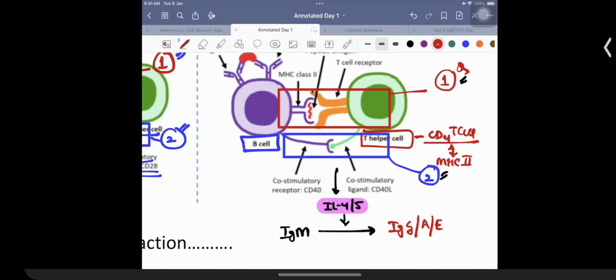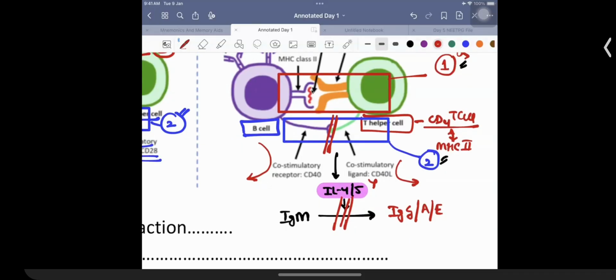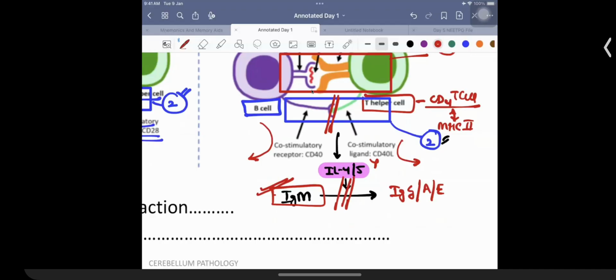If a person is having a defect over here, a defect in the B cell or a defect in the T cell, then interleukin 4 and interleukin 5 cannot be secreted. If these cannot be secreted, there is a block over here. And if there is a block over here, this person is going to be producing only one type of antibody, which is the IgM antibody. So yes, we are talking about a condition which is given the name of hyper IgM syndrome.